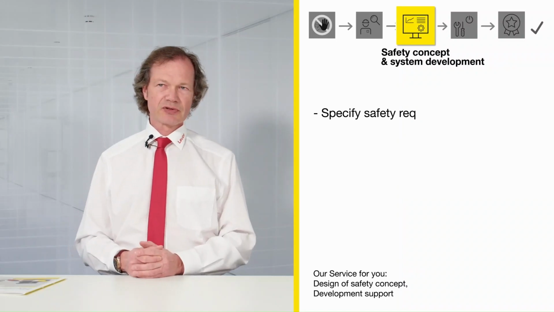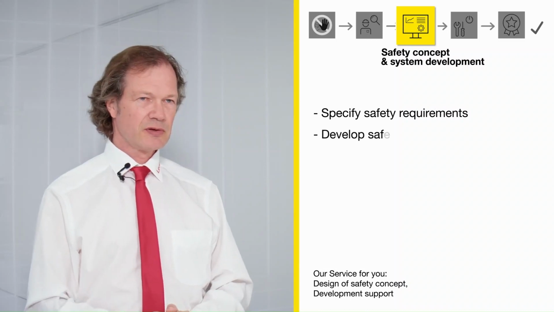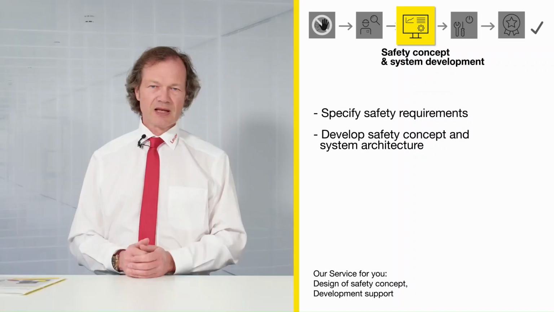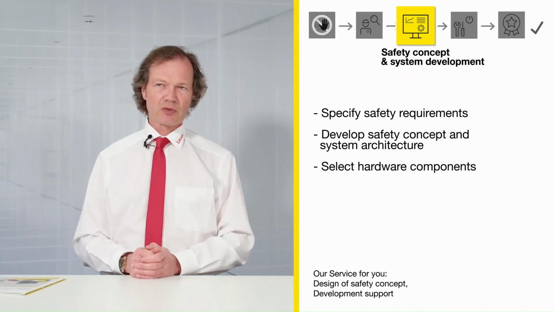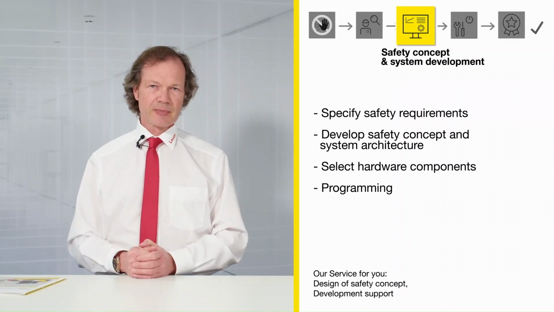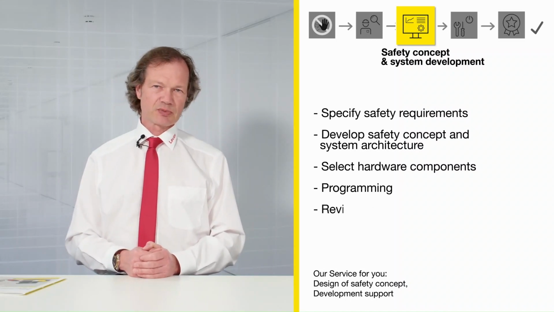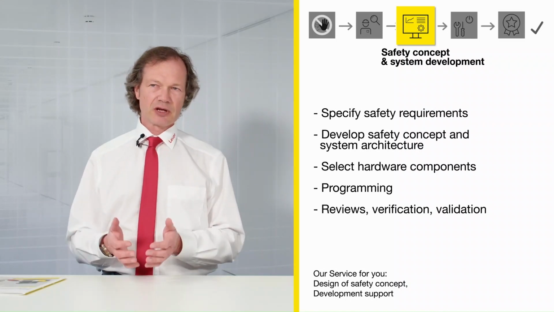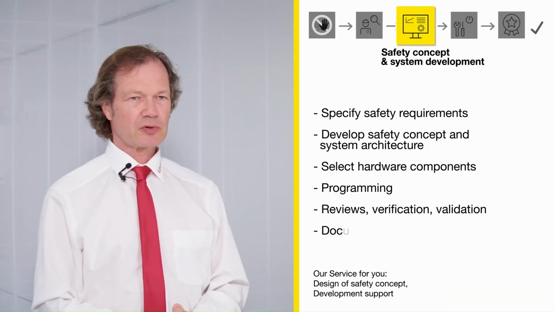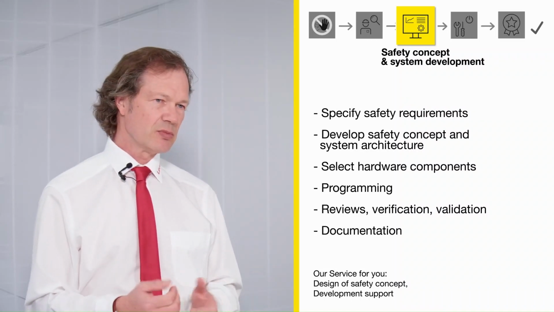Based on the results of the risk assessment, the safety requirements have to be specified. They are the basis for the development of the safety concept and the appropriate system architecture. Implementation begins with the selection of adequate hardware components and continues with the programming of a control system. Important here is a safe development process by means of the 4 I's principle with reviews, verification and validation at system level. The development also includes the preparation of documentation such as operating manual, declaration of conformity and CE marking.